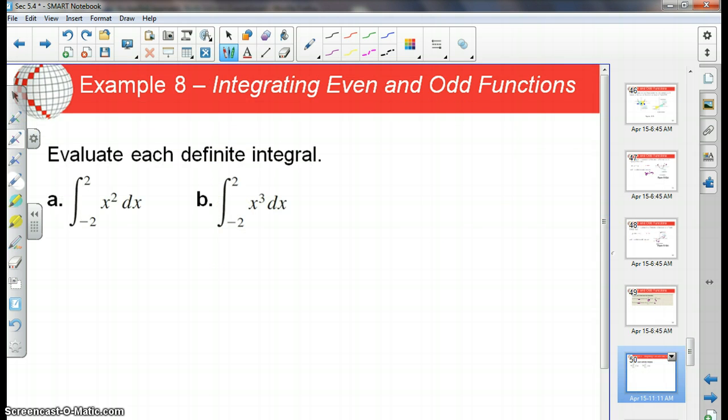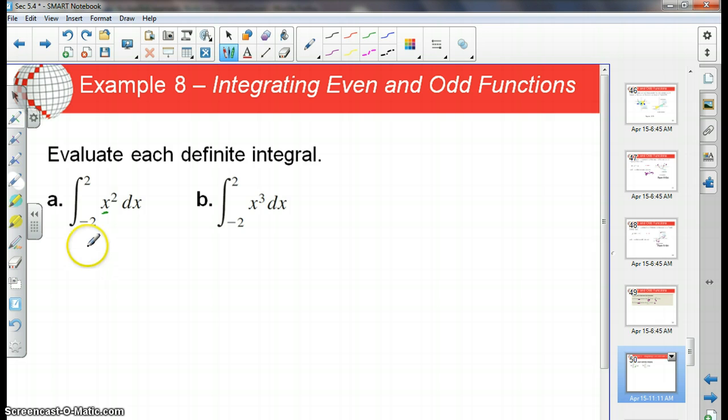So our first example, we'll look at this. How do you determine if it's even or odd? We could do our test. If you replace x with negative x, you can determine if it's even or odd. If I get the same function back, it's even. If I get the opposite function back, it's odd. So if you replace x with negative x, I get the same y values.